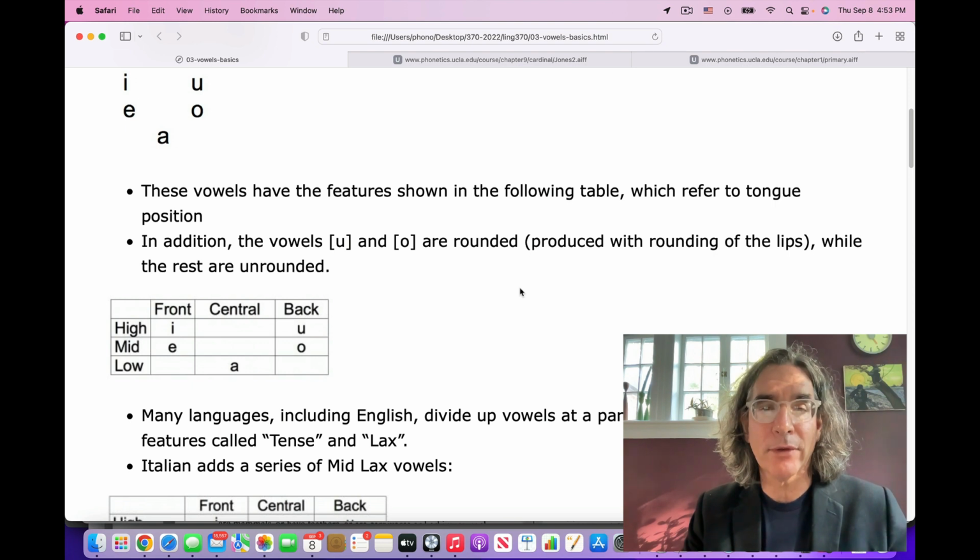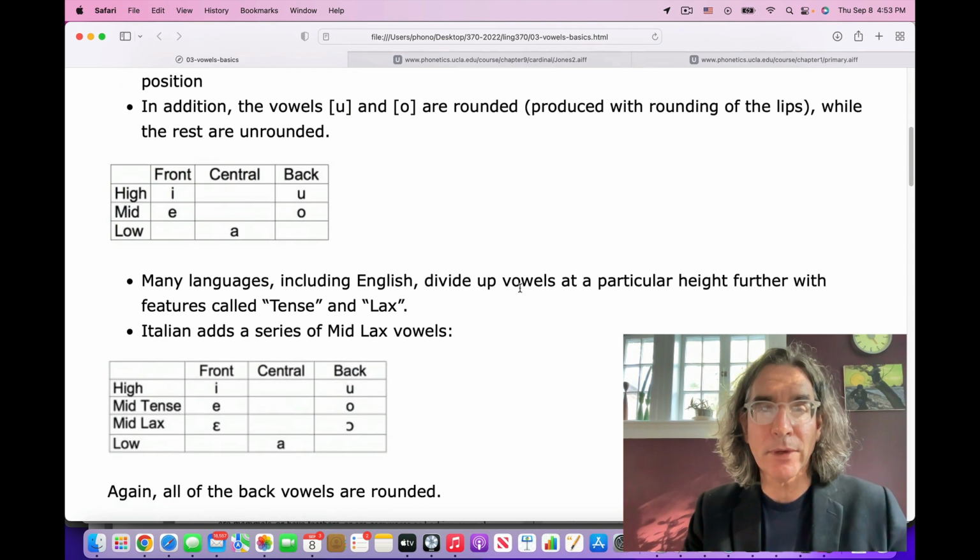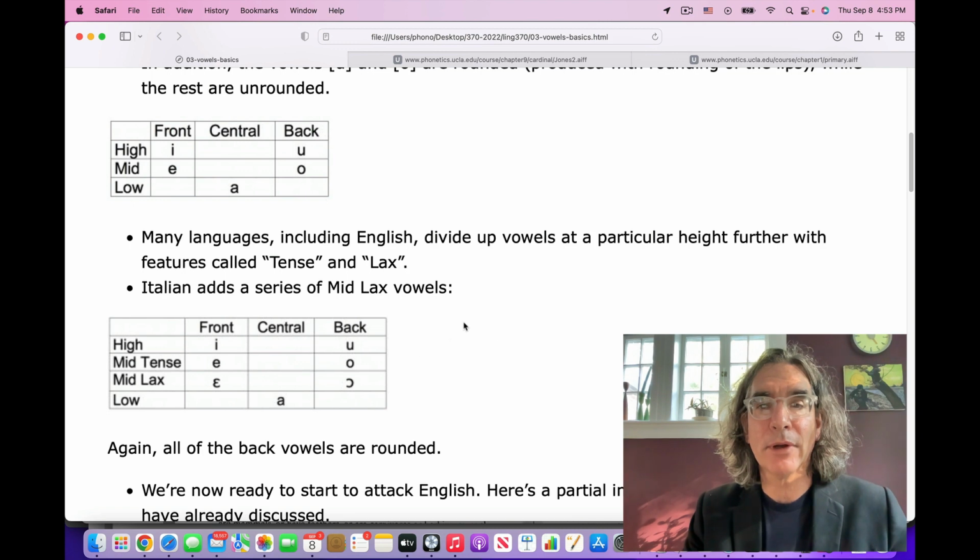Moving on from the 5-vowel system, many languages, including English, divide up vowels at a particular height further with features that phonologists call tense and lax. So A and E are an example of two vowels that differ in what's called tenseness. A is tense, E is lax. O and A are two vowels that are distinguished by tenseness as well. So this inventory is the inventory of Italian. And once again, all the back vowels here are rounded.